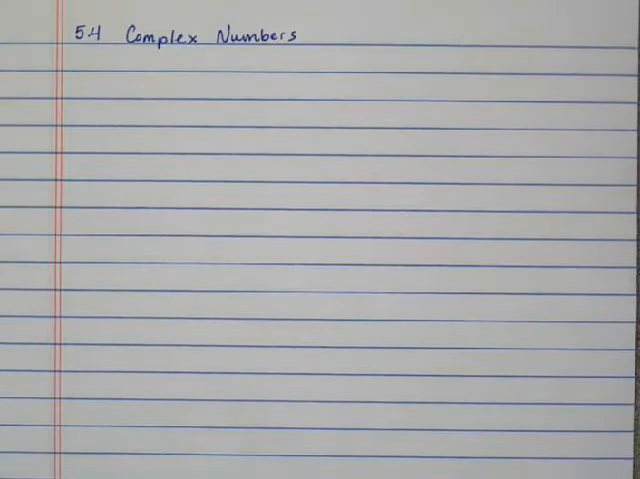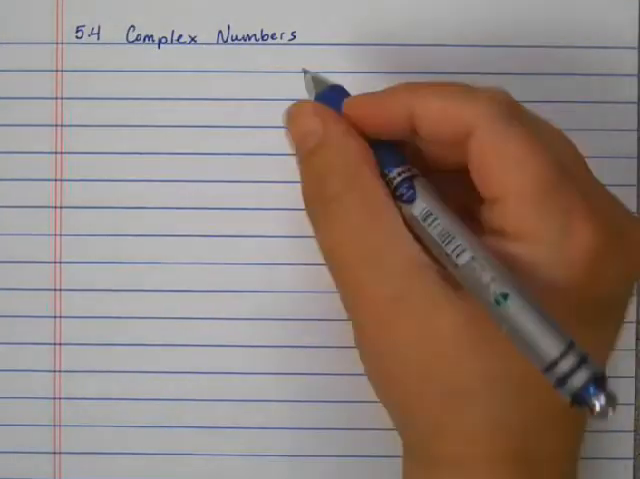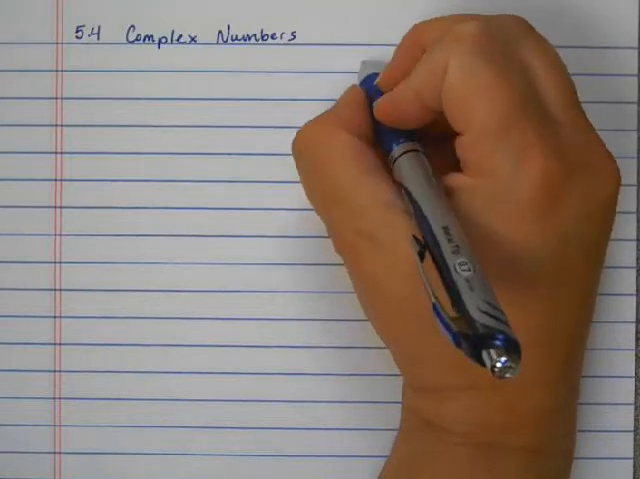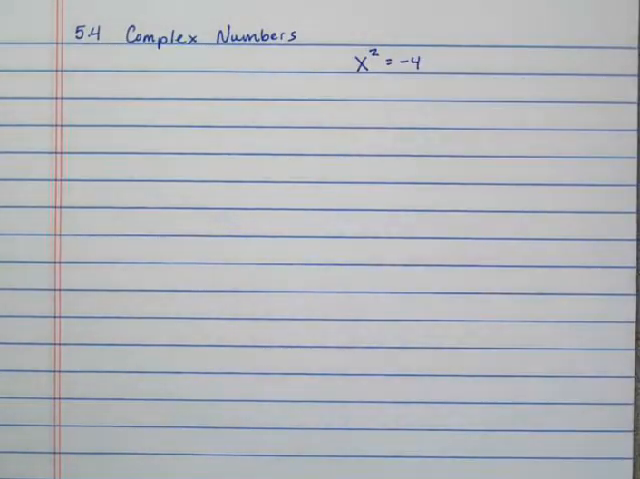Lesson 5.4 is on complex numbers. So we've previously talked about squares, and probably when you were in like 8th grade or maybe 9th grade, you would see a number like this. And you would say, well, this problem can't be done.